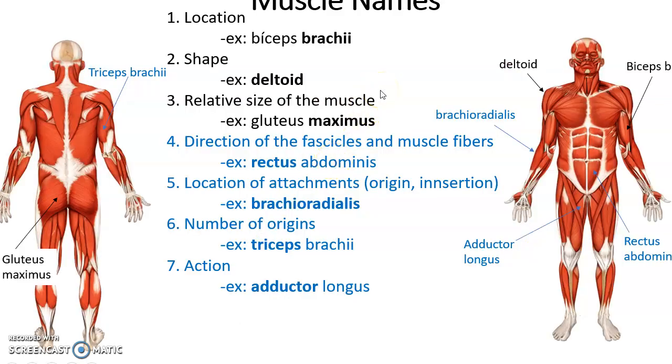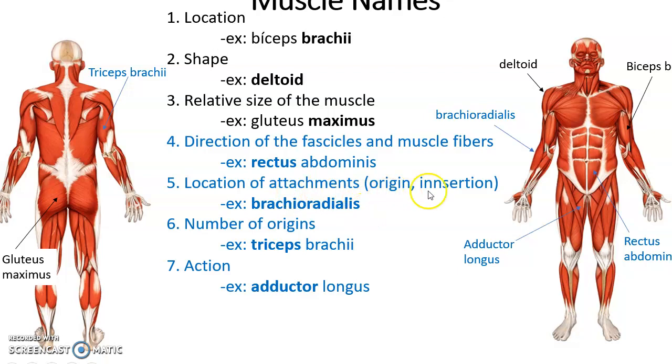All right, muscle names. Muscles are often named in ways that may seem confusing, but in theory, the names are supposed to provide you with some information. So for instance, location: biceps brachii, brachii for upper arm. Shape: deltoid, shaped like a triangle. Relative size: gluteus maximus, which is bigger than medius, which is bigger than minimus. The direction the fascicles are running, so rectus means along, or parallel to, the midline.